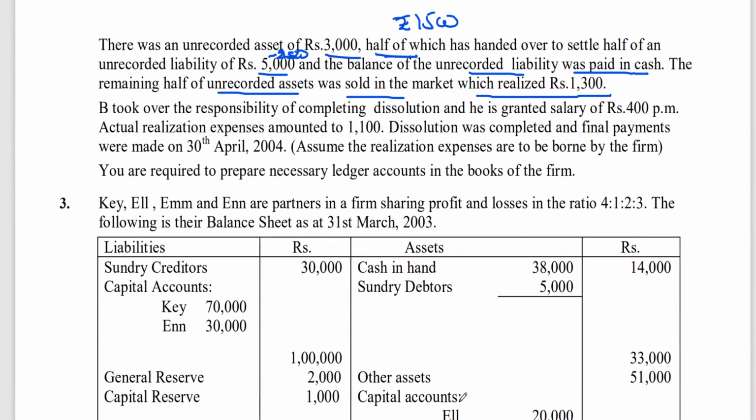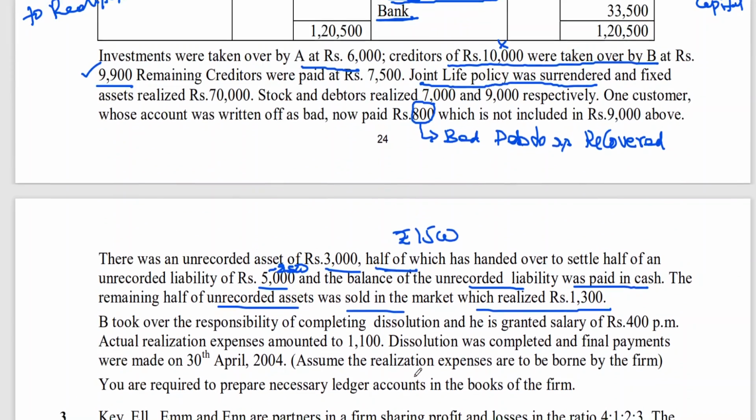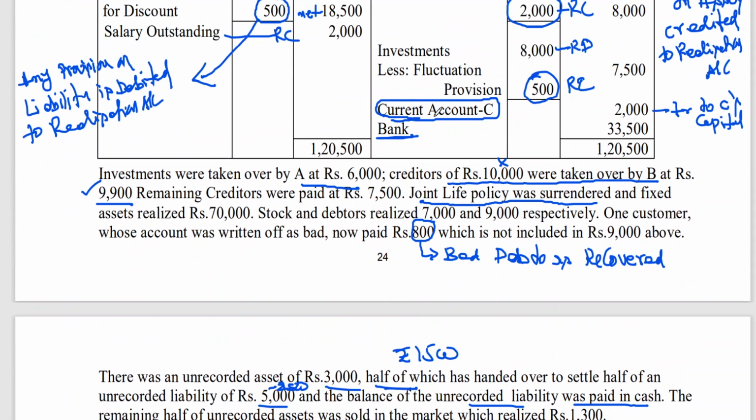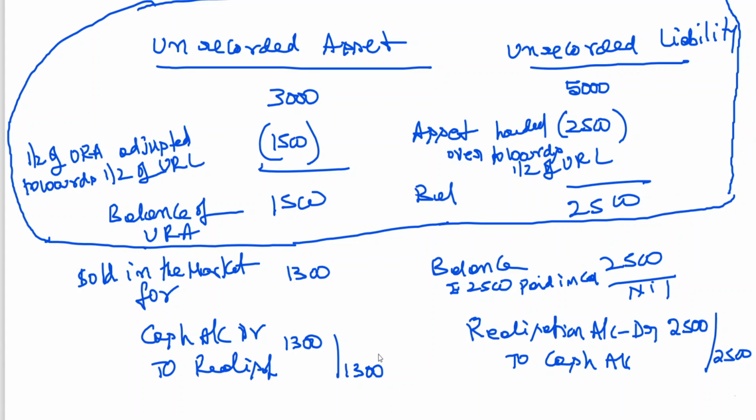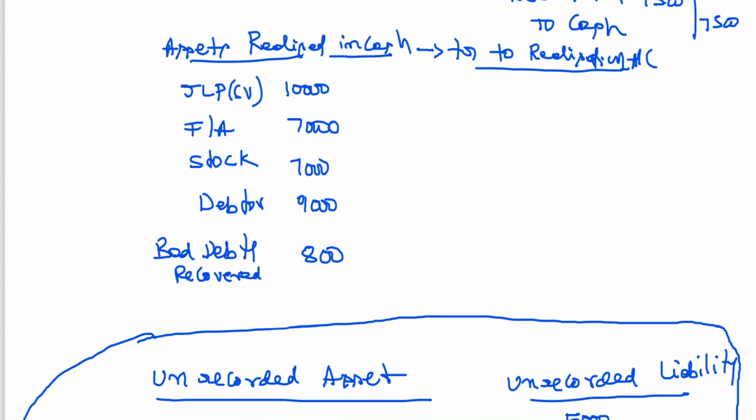Now coming back to this. Almost all the items have been completed. 5 assets are there, and all 5 assets have been taken care of: asset number 1, asset number 2, asset number 3, asset number 4, bad debts recovered, and also unrecorded asset. This also I'm adding here. Unrecorded asset, how much has been collected? 1300.